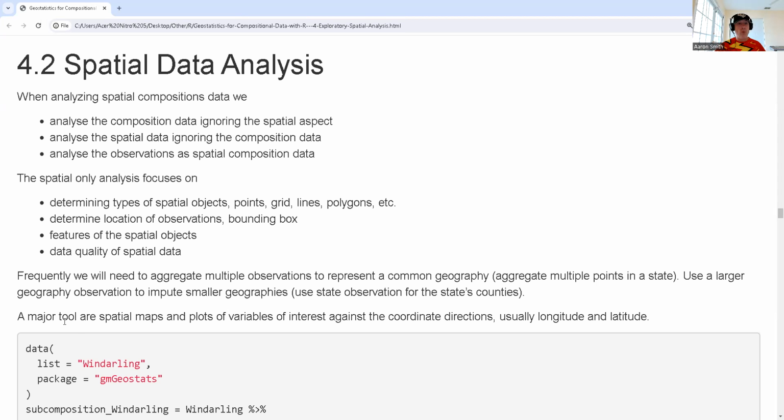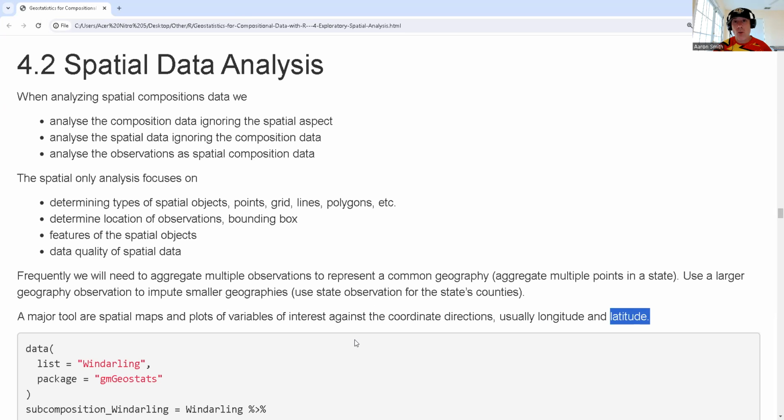So a major tool for us are spatial maps and plots of variables of interest against the coordinate directions, usually longitude and latitude. Longitude goes east and west, latitude goes north and south. How I remember it is that with X and Y, it's in the wrong alphabetical order. I just keep it in my head: wrong alphabetical order. So longitude is X, latitude is Y.